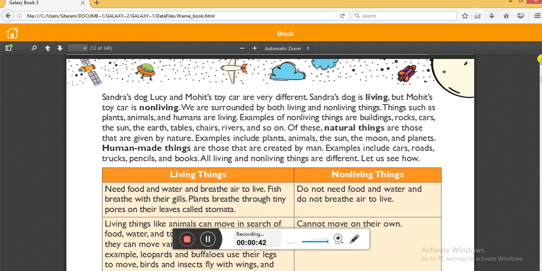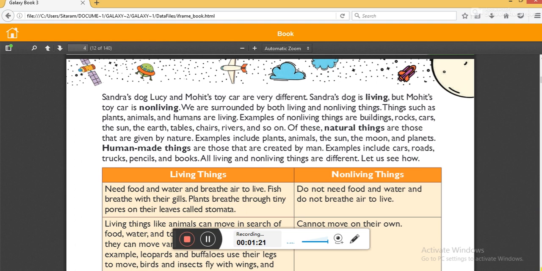Sandra's dog Lucy and Mohit's toy car are very different. Sandra's dog is living, but Mohit's toy car is non-living. We are surrounded by both living and non-living things. Animals, plants and human beings are living beings because they have life. But buildings, rocks, cars, sun, table, chair and river are all called non-living things. Why? Because they don't have life.